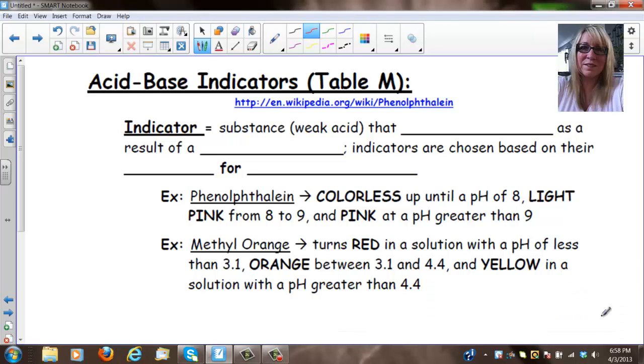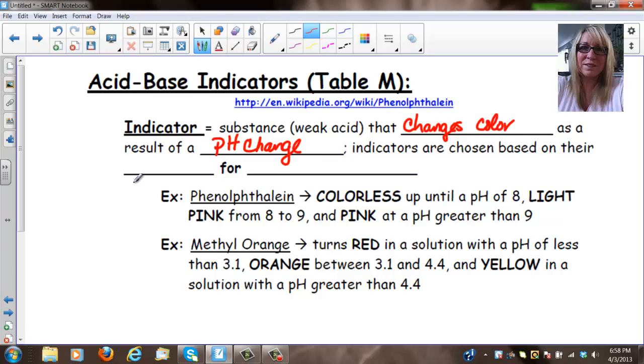Okay, we're going to talk about indicators. These are found in Table M, right under the acid and base tables that we talked about yesterday. So you know a little bit about what an indicator is. We've talked about phenolphthalein. We've talked about litmus paper. An indicator is a substance. It's technically considered a weak acid that changes color as a result of a pH change, so a change in the hydrogen ion concentration.